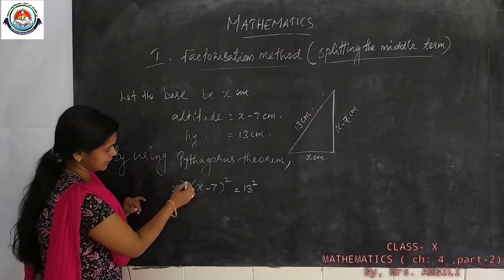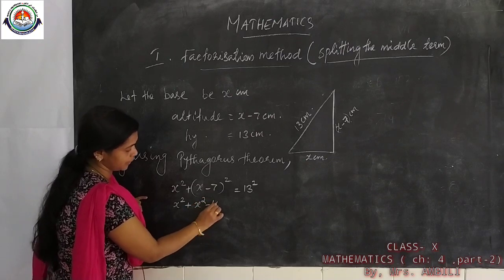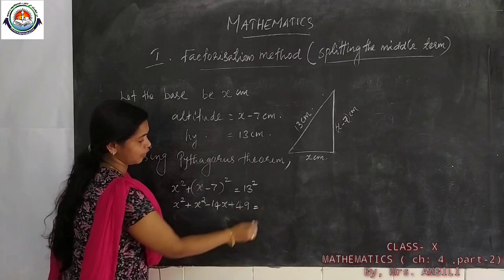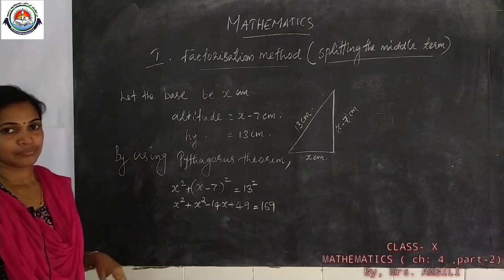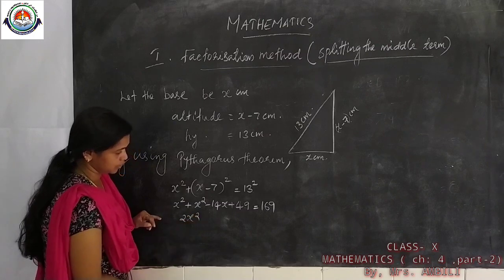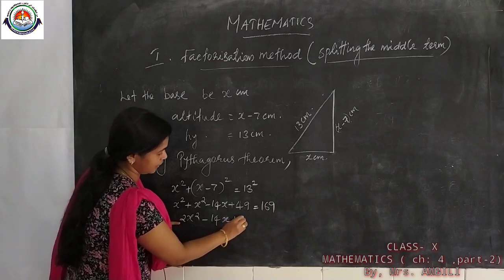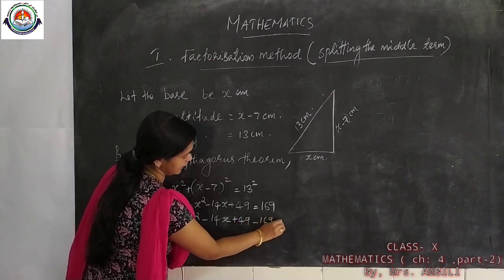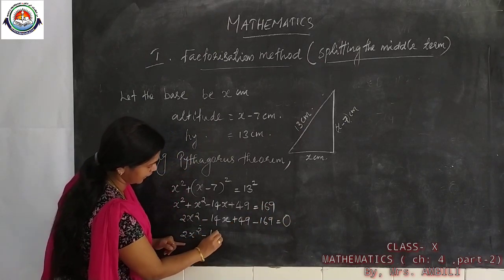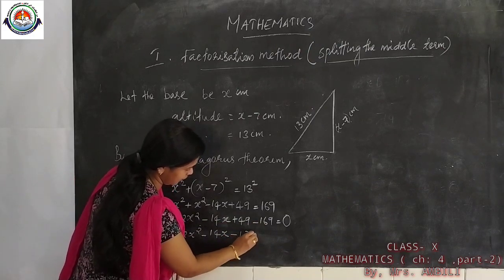So, we can expand it. What is x square plus x minus 7 whole square? We can write x square minus 2ab plus b square, 49, equal to 13 square, 169. So, x square plus x square is 2x square, minus 14x, plus 49 minus 169 equal to 0.